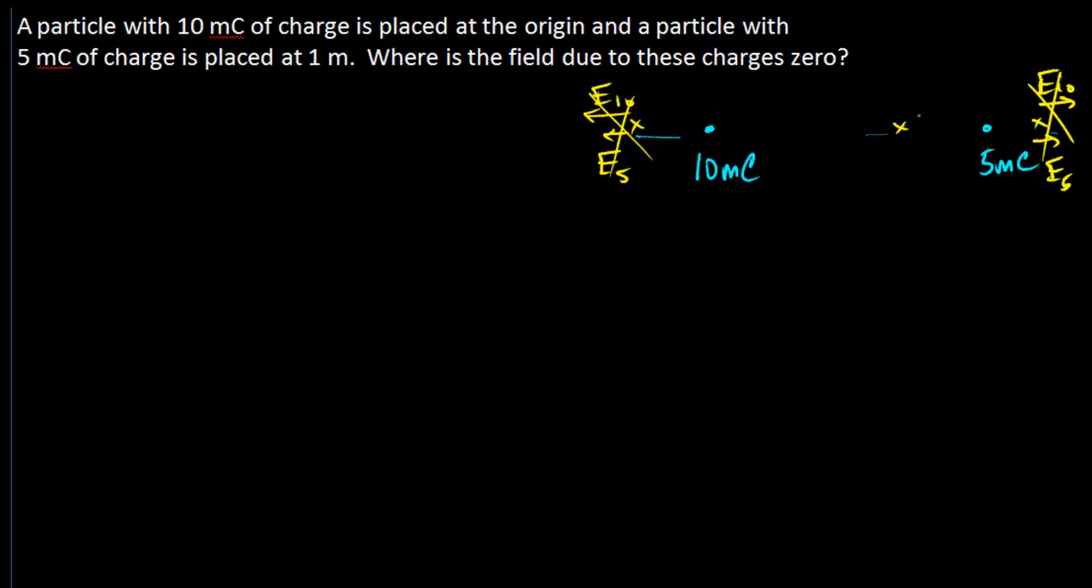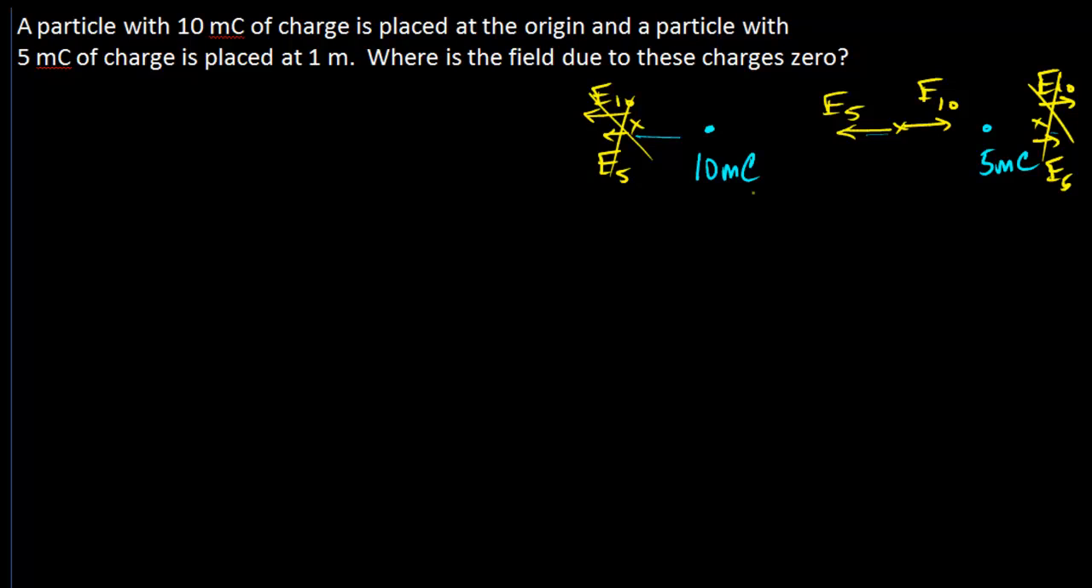Now at this spot, the field due to the 10 is going to go to the right. The field due to the 5 is going to go to the left. So there is a position in between the two charges somewhere where these fields will be exactly the same size but opposite directions, and they could cancel each other out, and you would have a 0 net field there.